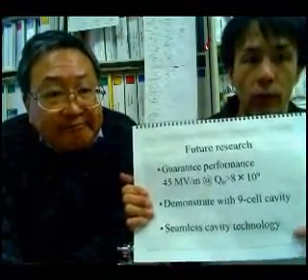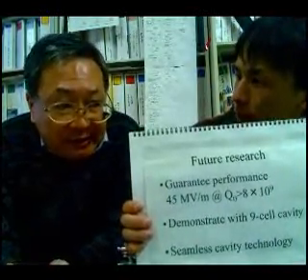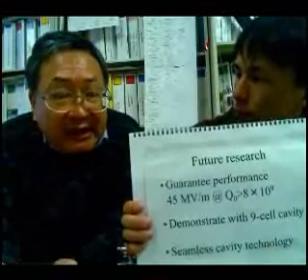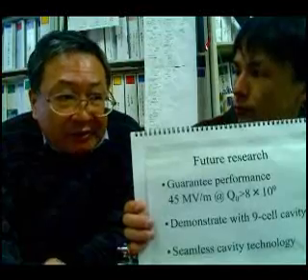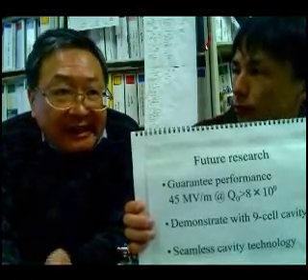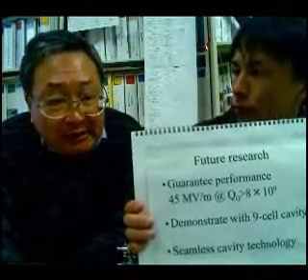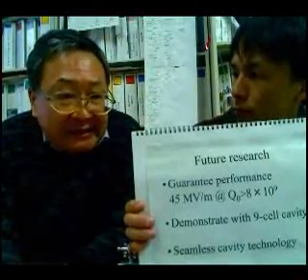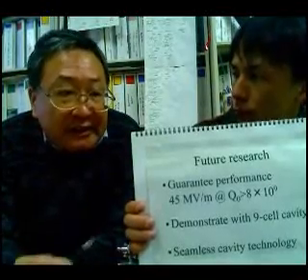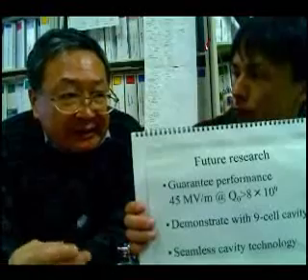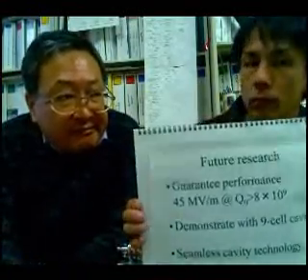Also, you plan to do a seamless cavity technology. Yes, this is related to cost reduction. Now the superconducting cavity is still too expensive because we start from niobium sheet, and then pressing, trimming, and electron beam welding. Now we have a nice idea to reduce this complicated procedure. Seamless technology is a candidate. So now we are starting this technology.